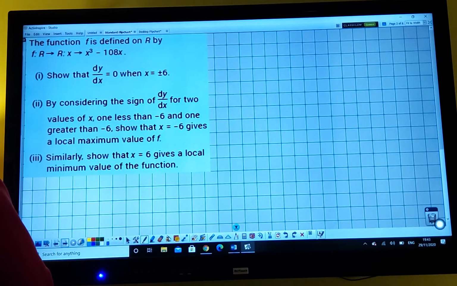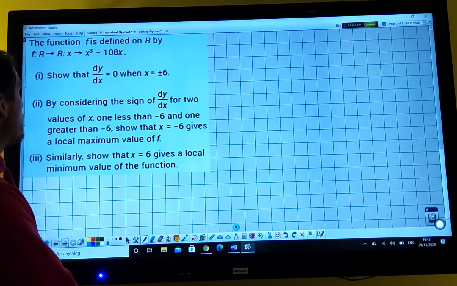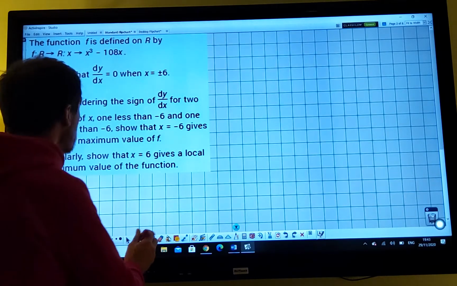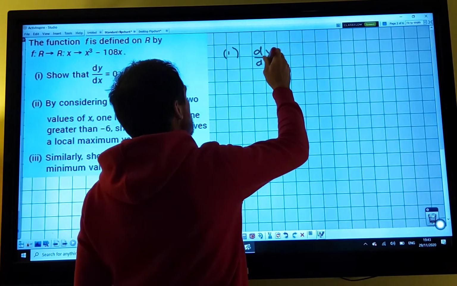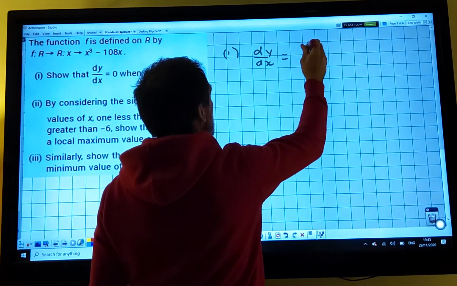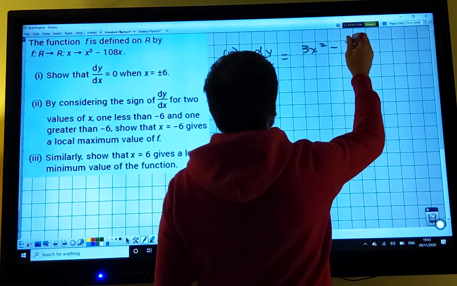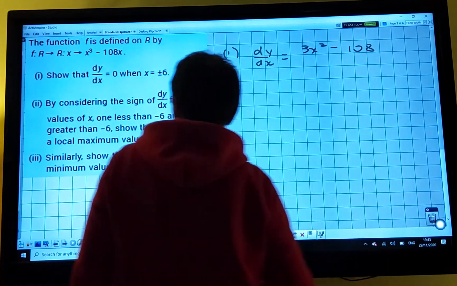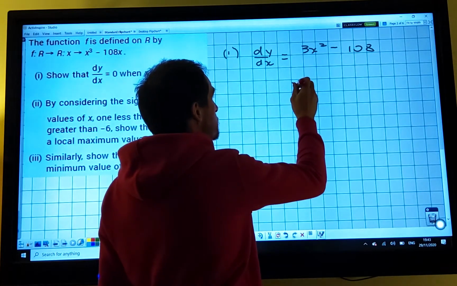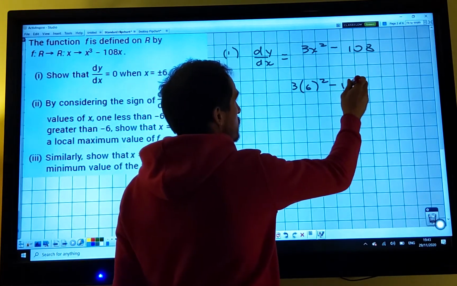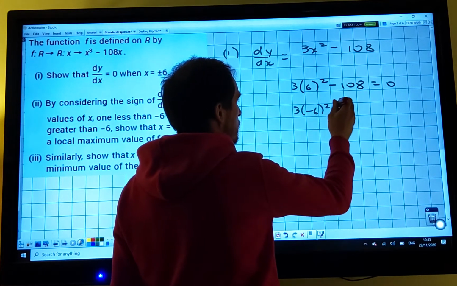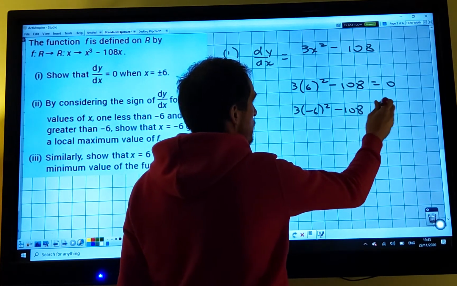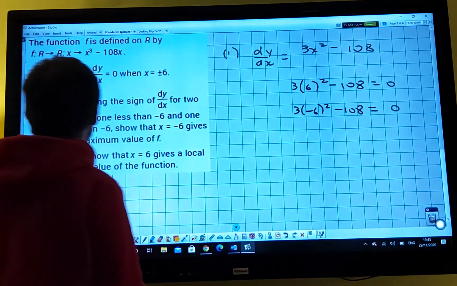Okay, the next question I gave you was, this function is defined by x cubed minus 108x. Show that dy/dx is equal to 0 when x is plus or minus 6. So you start off and you get dy/dx, and that's equal to 3x squared minus 108. So when x is plus 6, 3 times 6 squared minus 108 is equal to 0. 3 times minus 6 squared minus 108 is equal to 0. That's all there is to that.